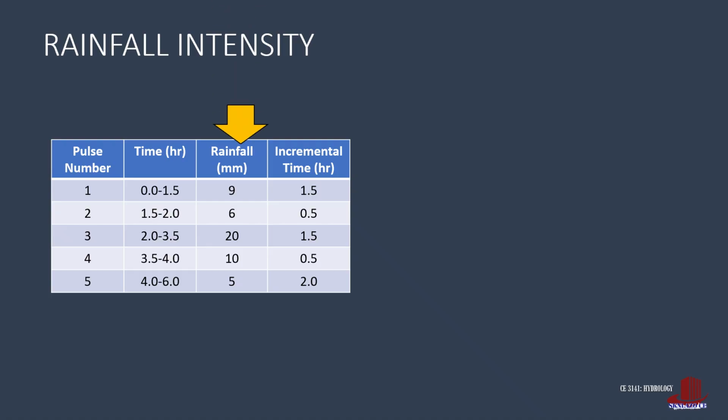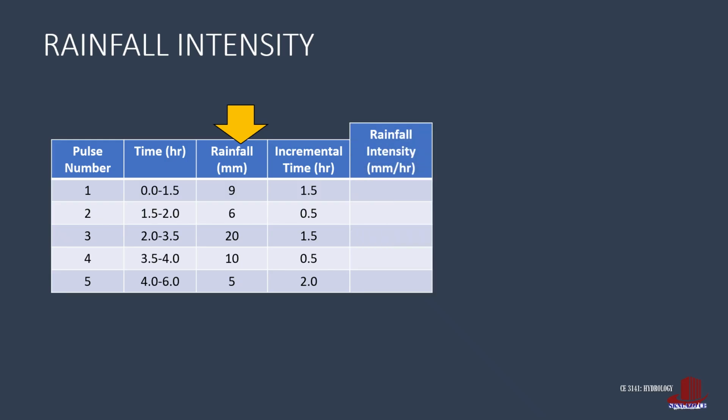Now check the provided rainfall depth. The values rise and fall, which means this is a column for the incremental depth. This would show that we can compute for the rainfall intensity. The first entry of 6 is taken from 9 divided by 1.5. Then 6 divided by 0.5 is 12. 20 over 1.5 is 13.33. Next is 10 upon 0.5, which is 20. And 5 divided by 2 is 2.5. Now we have the rainfall intensity.